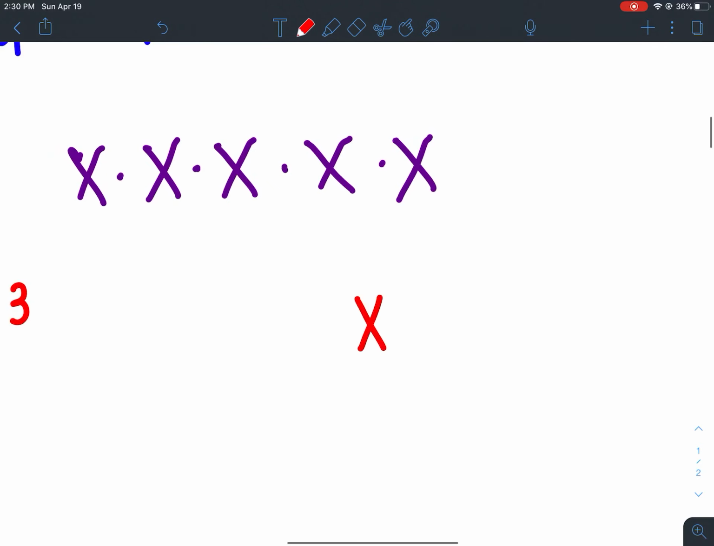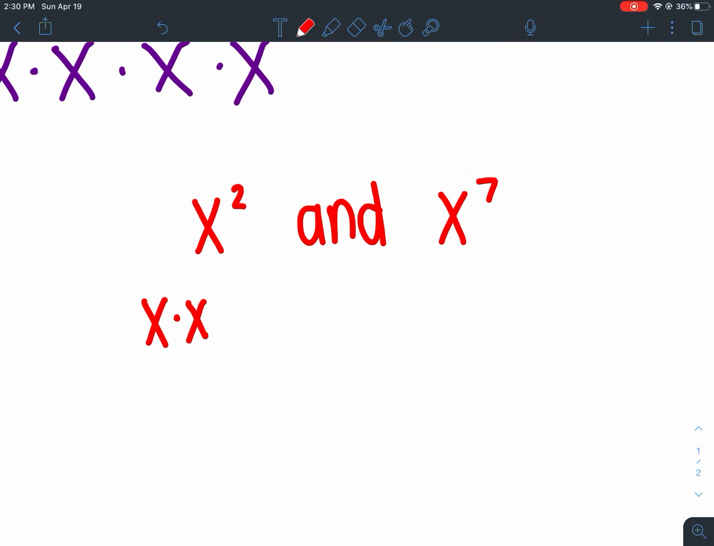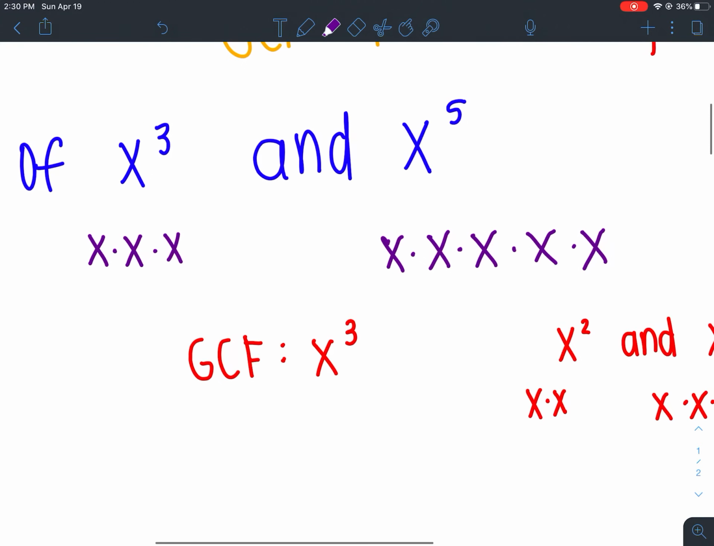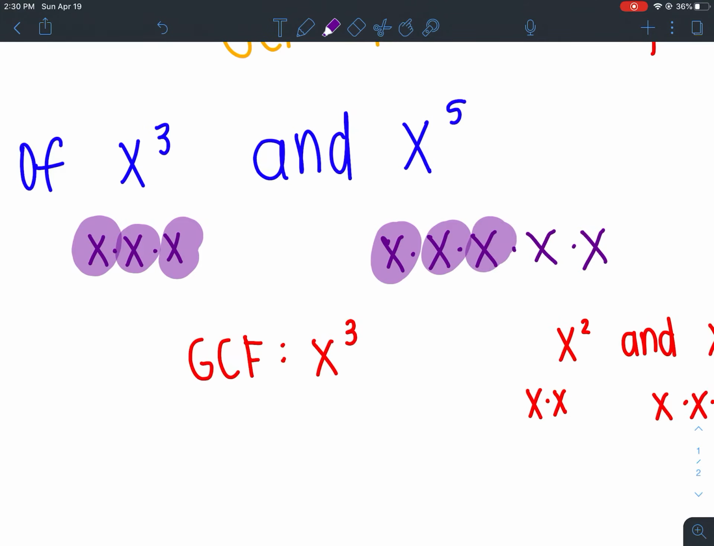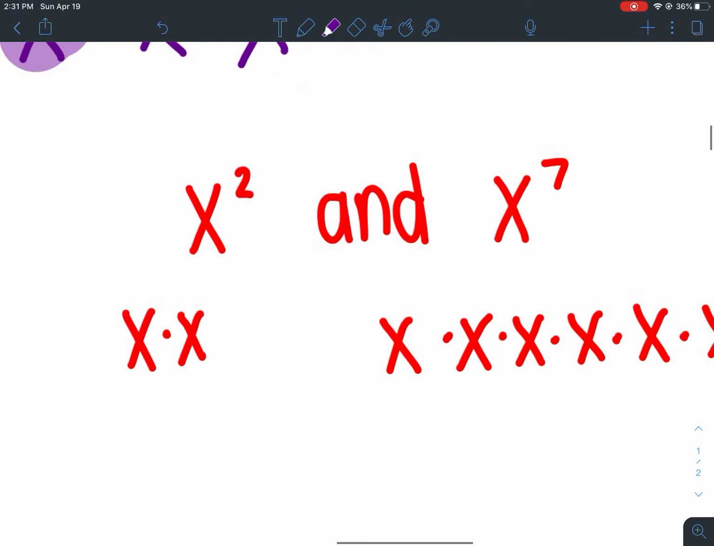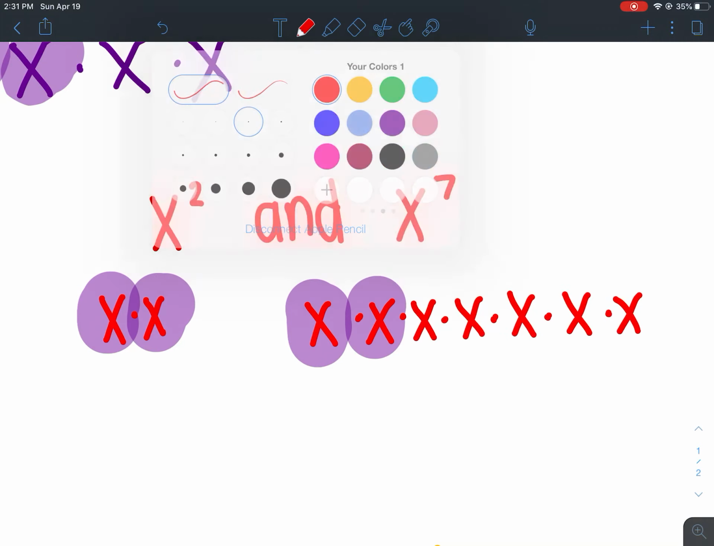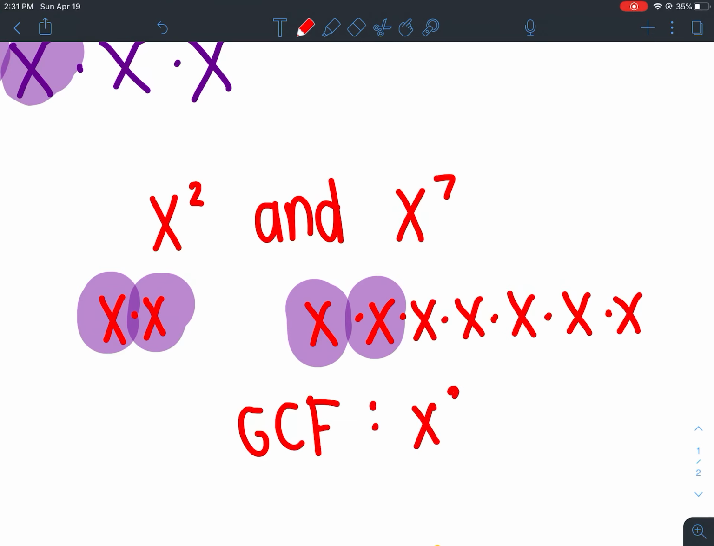So if I'm talking about x squared and x to the 7th, right? X squared means x times x. And x to the 7th is x times itself 7 times. Okay? So over here, I'm going to go ahead and show you with the previous example. I was able to get in common 3 x's with each other, and that's the most amount that would go into both. Over here, what's the most amount that can go into both? Well, 1 can go into both, and 2 can go into both. Can 3 go into both? No. So my GCF here would be x squared, okay?